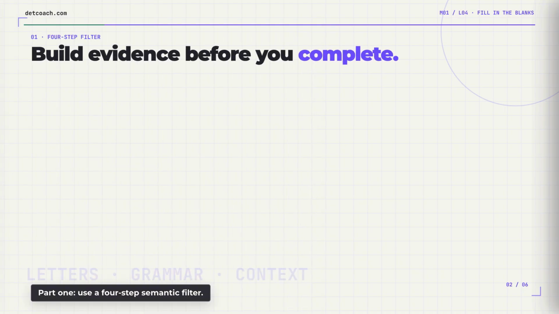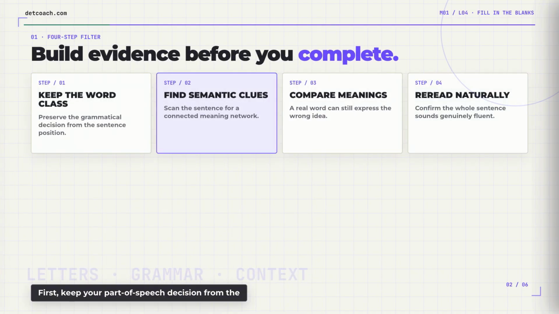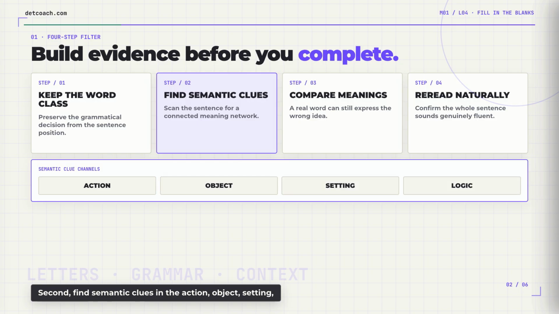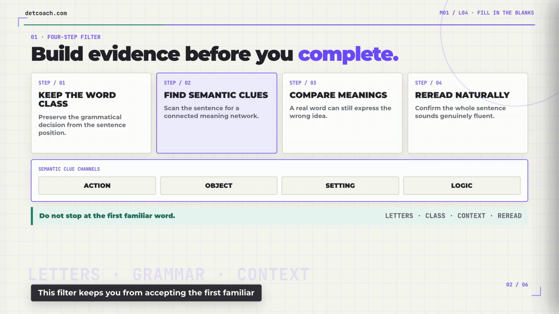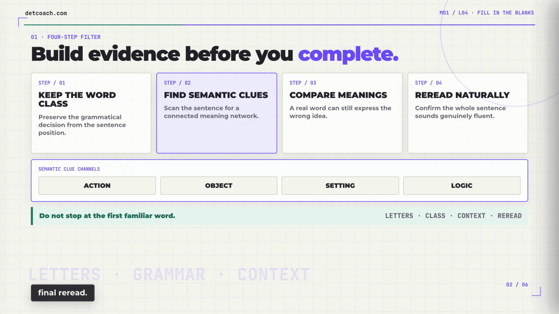Part 1. Use a 4-step semantic filter. First, keep your part of speech decision from the sentence position. Second, find semantic clues in the action, object, setting, and logical relationship. Third, compare the exact meanings of the candidates that match the letters in grammar. A candidate can be a real word and still be wrong for this sentence. Finally, reread the sentence after completing the word. It should sound genuinely natural, not merely grammatical. This filter keeps you from accepting the first familiar word you see. Use the order: letters, word class, context, and final reread.